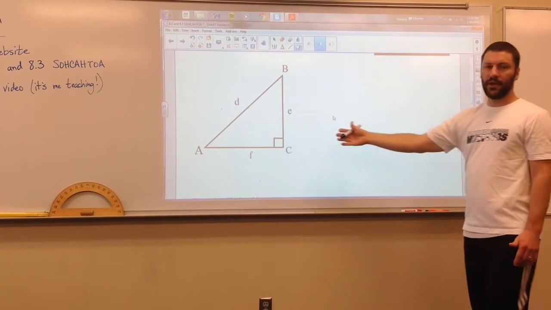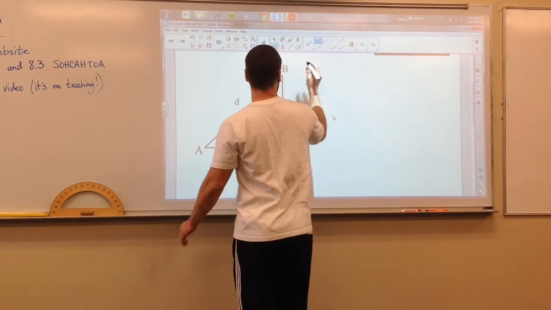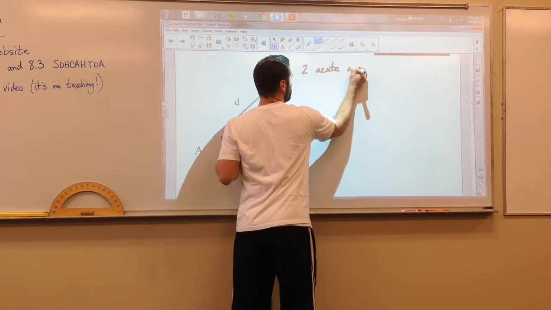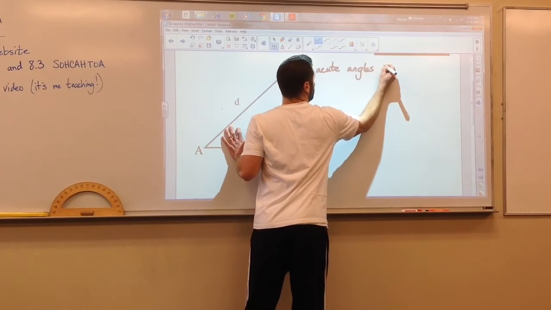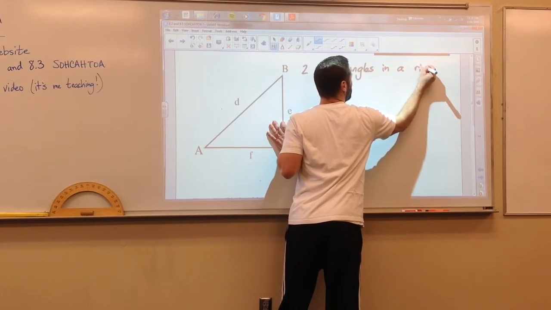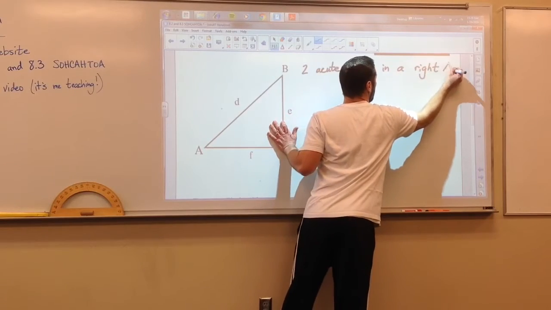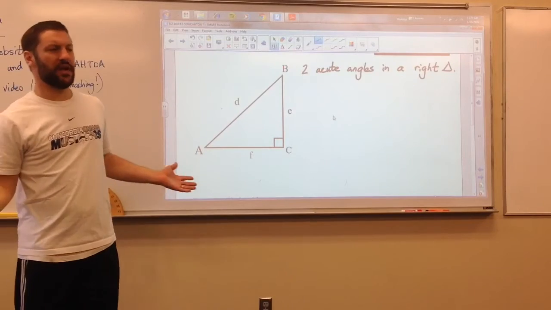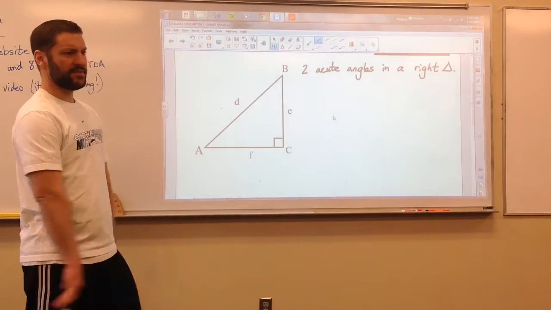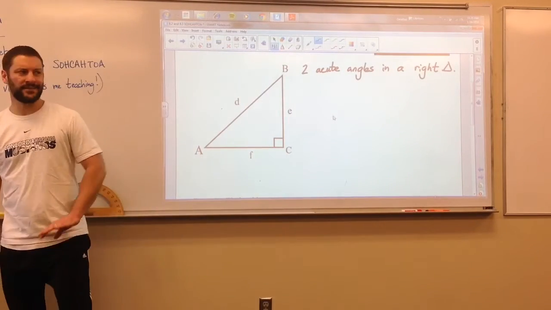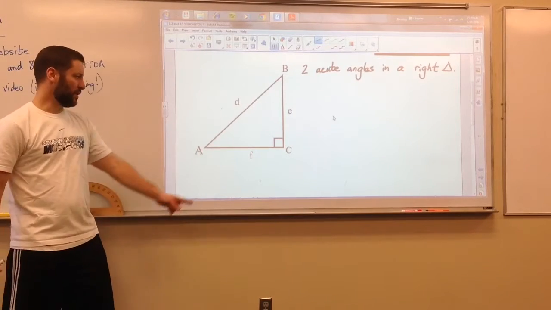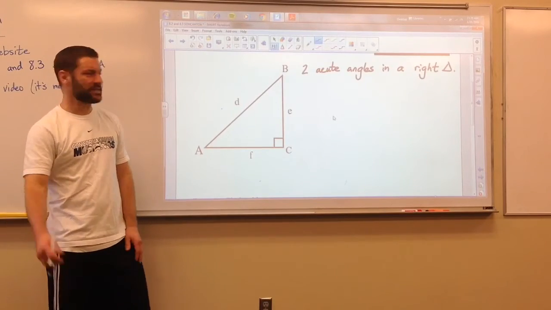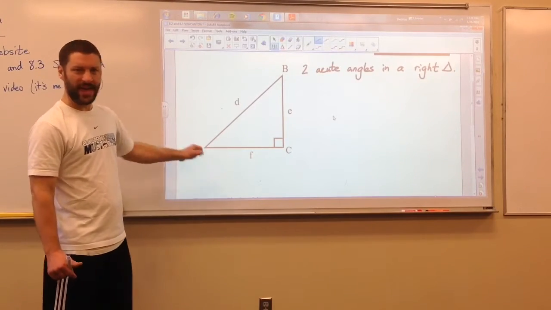S-O-H-C-A-H-T-O-A. And it works for the two acute angles in a right triangle. It has to be a right triangle. This is right triangle trig. There's right triangle trig, there's non-right triangle trig. This is very much right triangle trig, not other stuff. So we know we have to have a right angle. It's nice, you can divide a teepee in half and get a right angle. That works out well. All right, let's work off of A first of all.